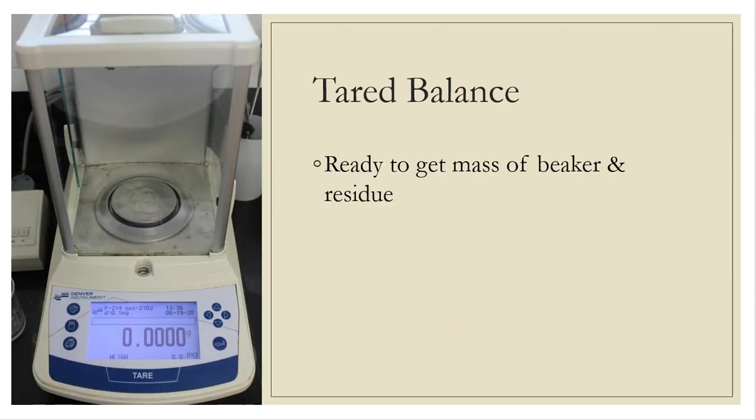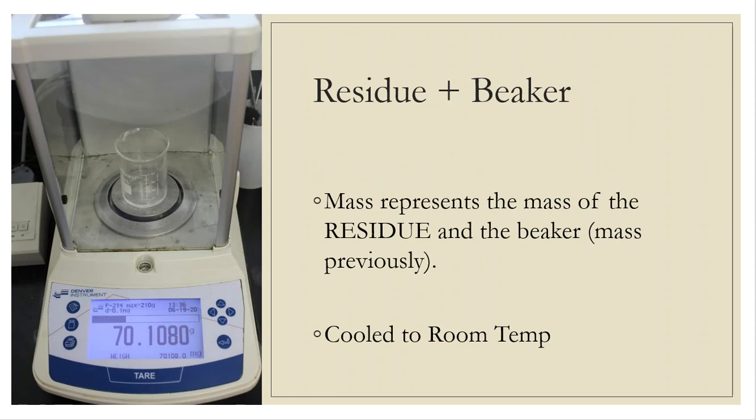So I'm going to go back to the balance. I'm going to tare out the balance, and that's what you're seeing in the picture. I then take that beaker with the residue, and I put that onto the balance, and there's my number for that mass, 70.1080. Notice that this is cooled to room temperature. I can hold it easily with my hands.